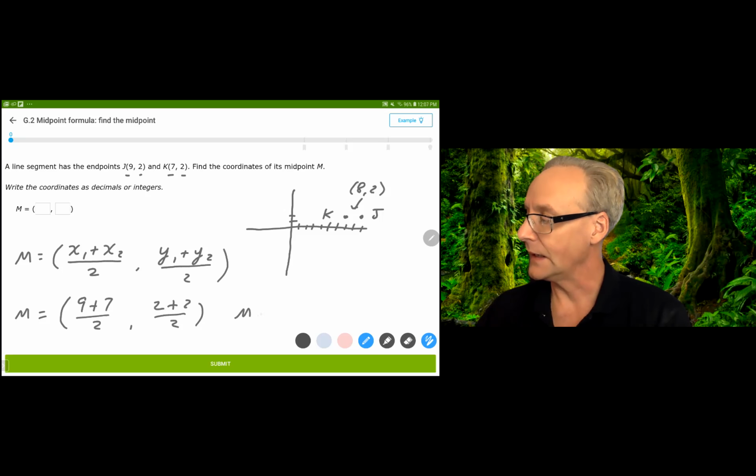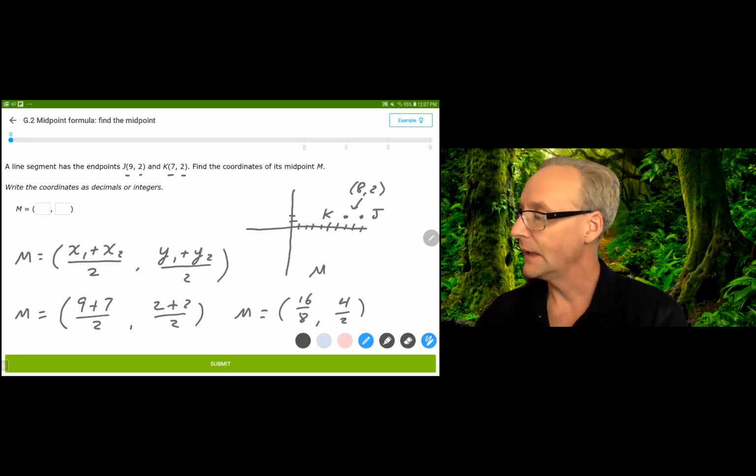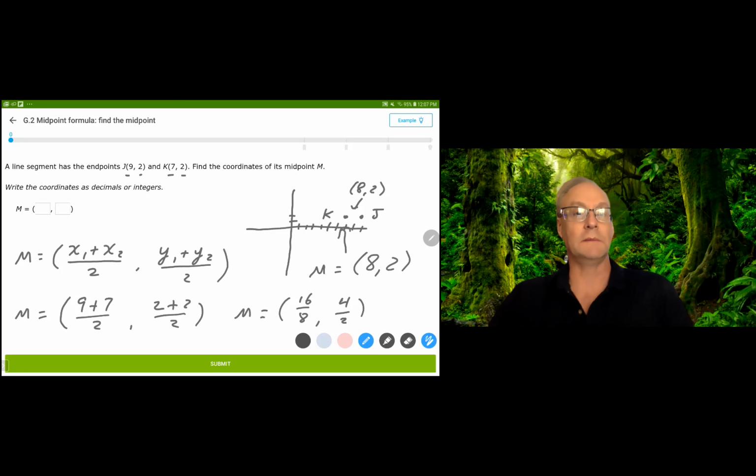We have a midpoint at 9 plus 7 is 16 over 2. I'm going to write it that way. And I have 4 over 2. Simplify this one step at a time. And M is equal to (8, 2), just like we expected. And there's that point in between.